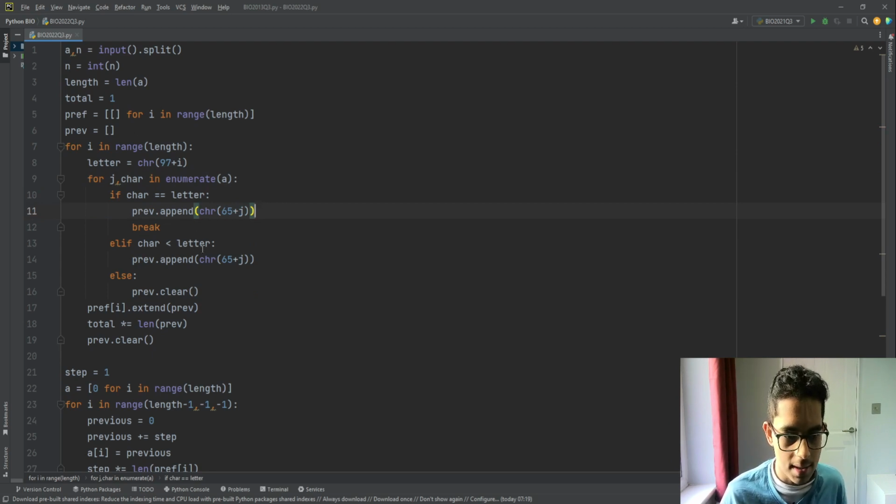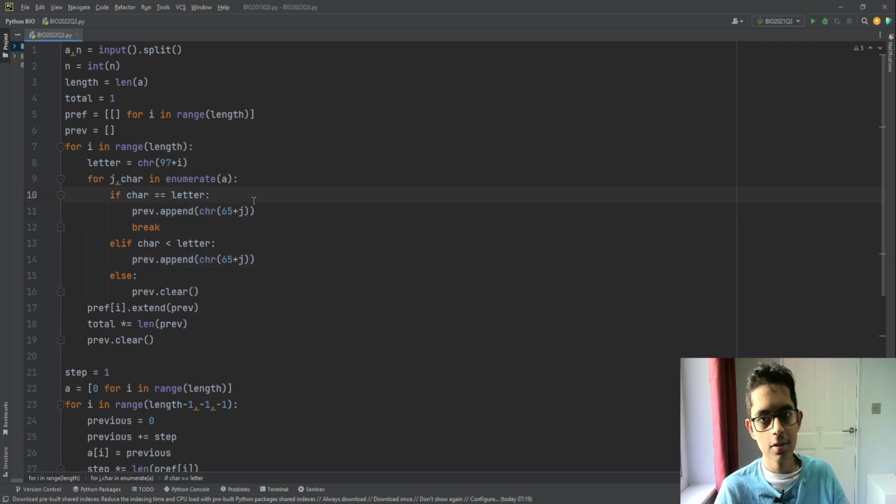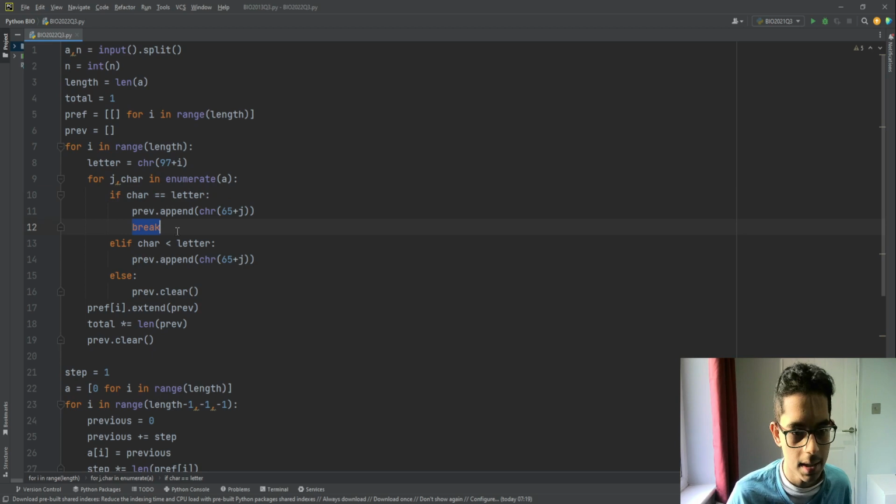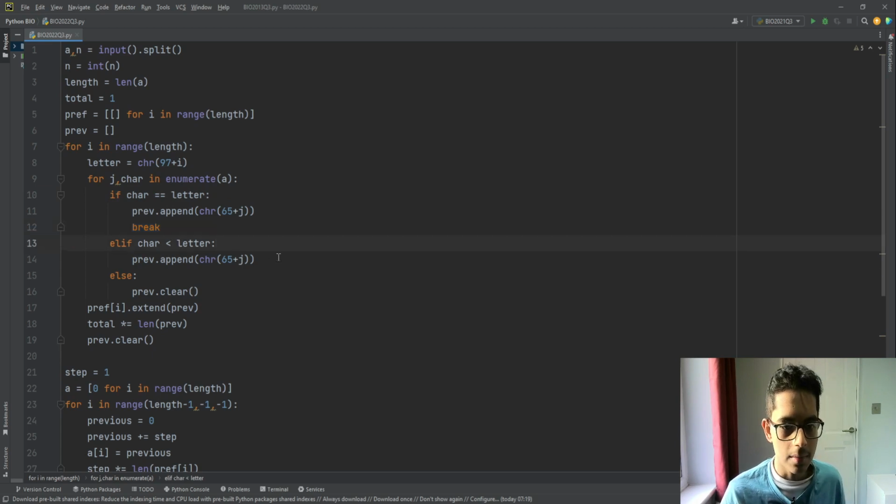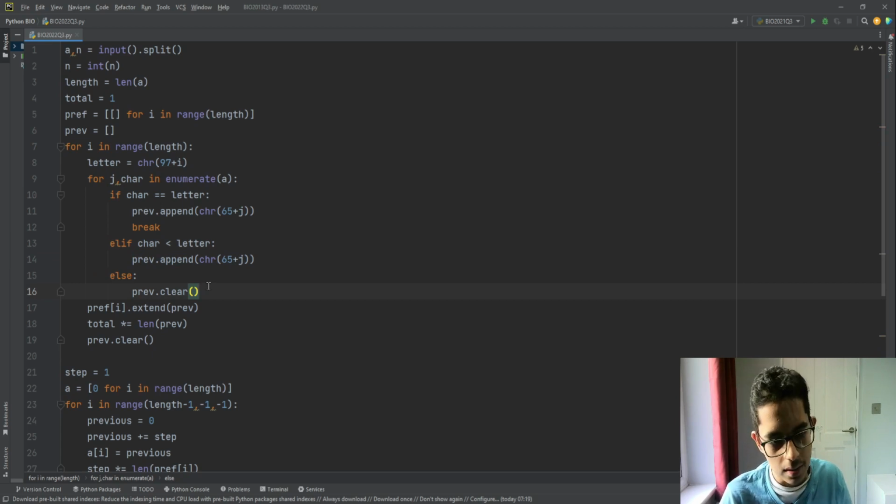Otherwise, if the char is less than the letter, then we also do this. And now if char is equal to the letter, then we know that we've basically reached the final place in which B could have parked. So then we break. If char is less than letter, then we basically continue appending. However, this is the key bit. If char is basically greater than letter, then we basically clear the array.